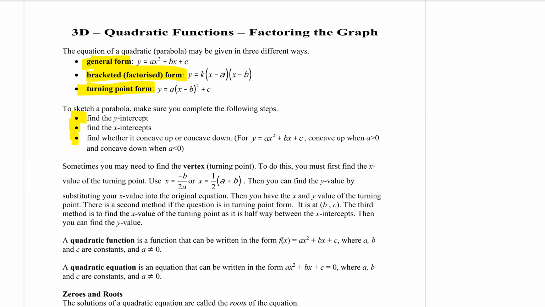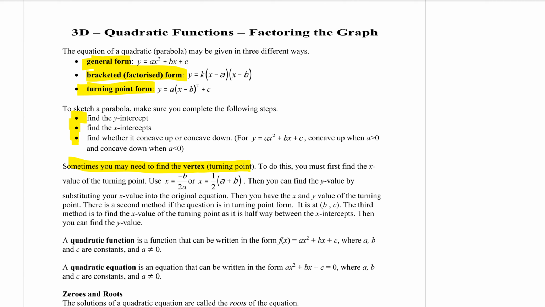Sometimes you may need to find the vertex or the turning point. Sometimes that will be easier to find than others because sometimes you'll be able to get it straight from the equation, or your turning point might be on the origin, the nice easy one. Okay, it might be very easy to get. Other times it might take a little bit more work. And we have a few strategies that we can use to do that.